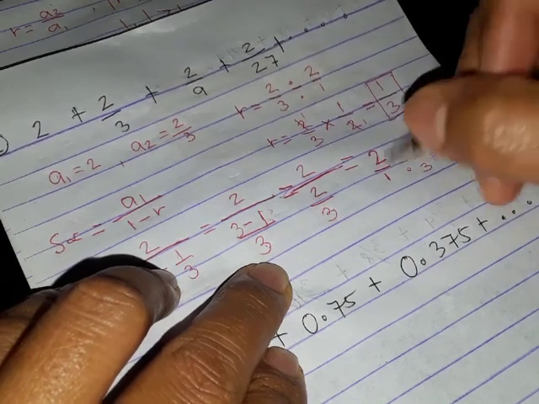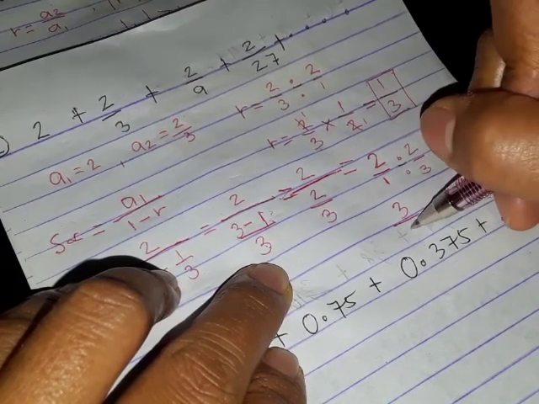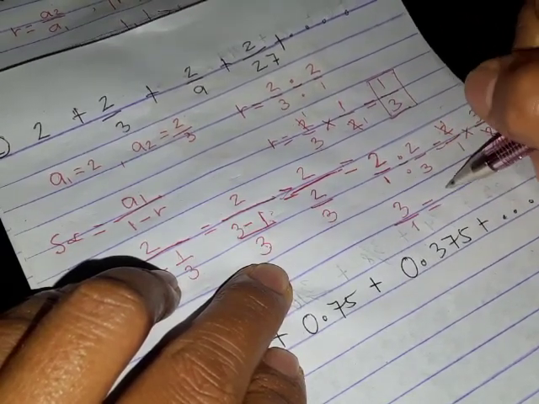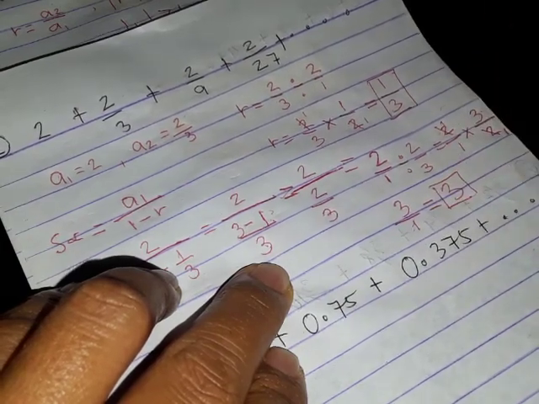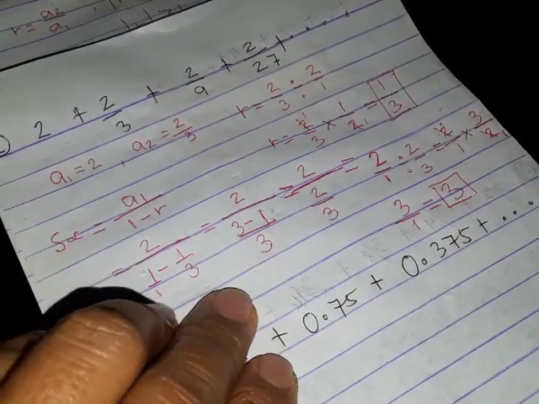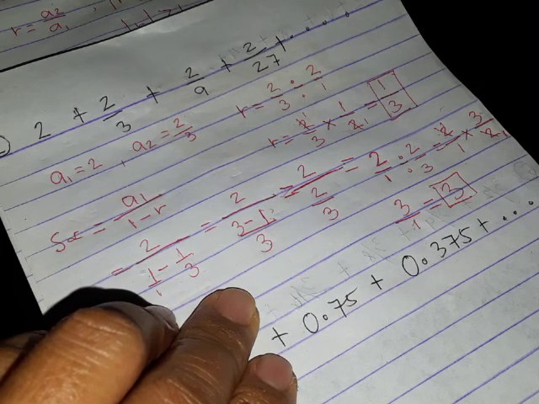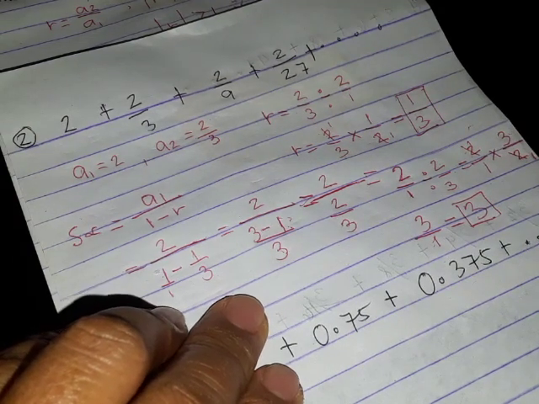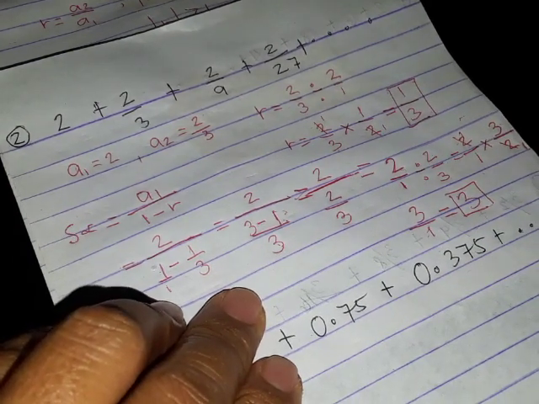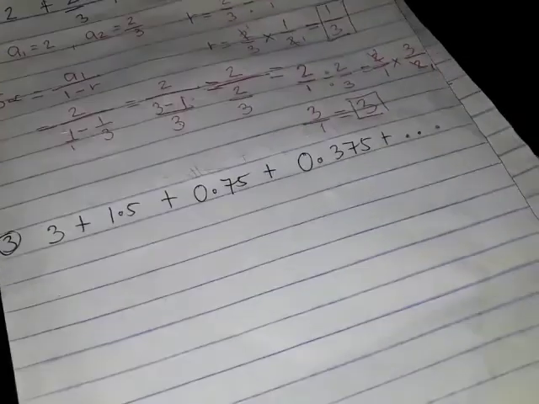So, 1 times 3 is equal to 3. 1 times 1 is equal to 1. Or simply, 3 divided by 1 is 3. Okay, so the sum of our infinite geometric series, problem number 2, is 3. Okay, another example, number 3.